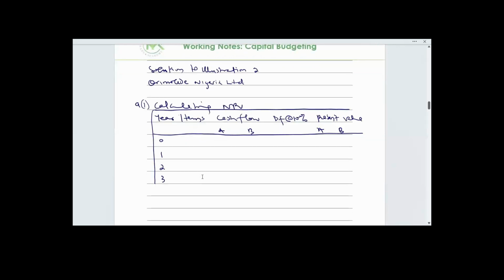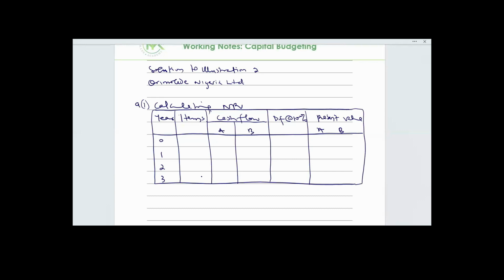We are calculating net present value. Remember, NPV represents the difference between the present value of cash inflow and the present value of cash outflow in capital investments. Therefore, first thing first, let's calculate the present value of cash inflow and the present value of cash outflow. Here is NPV. All right then.